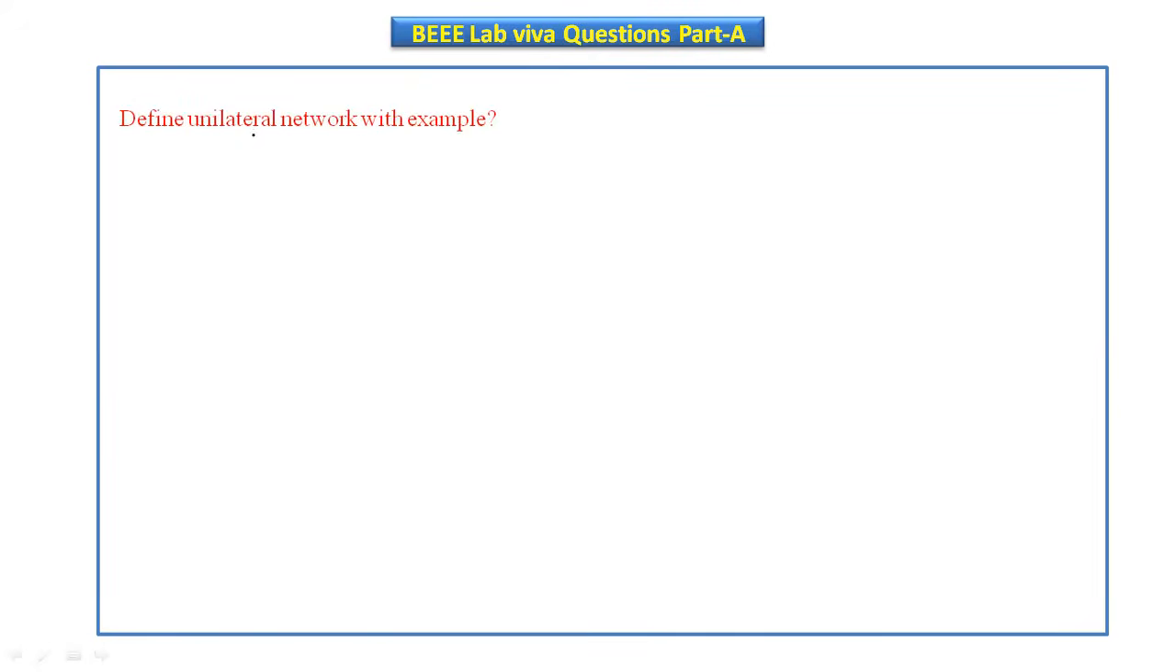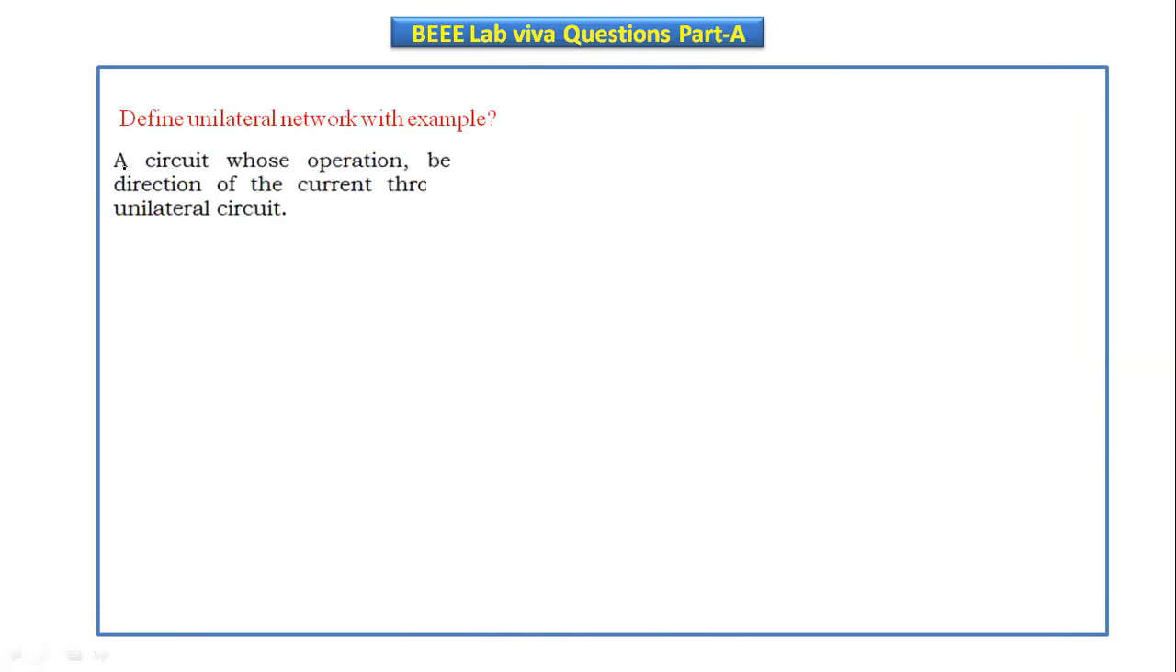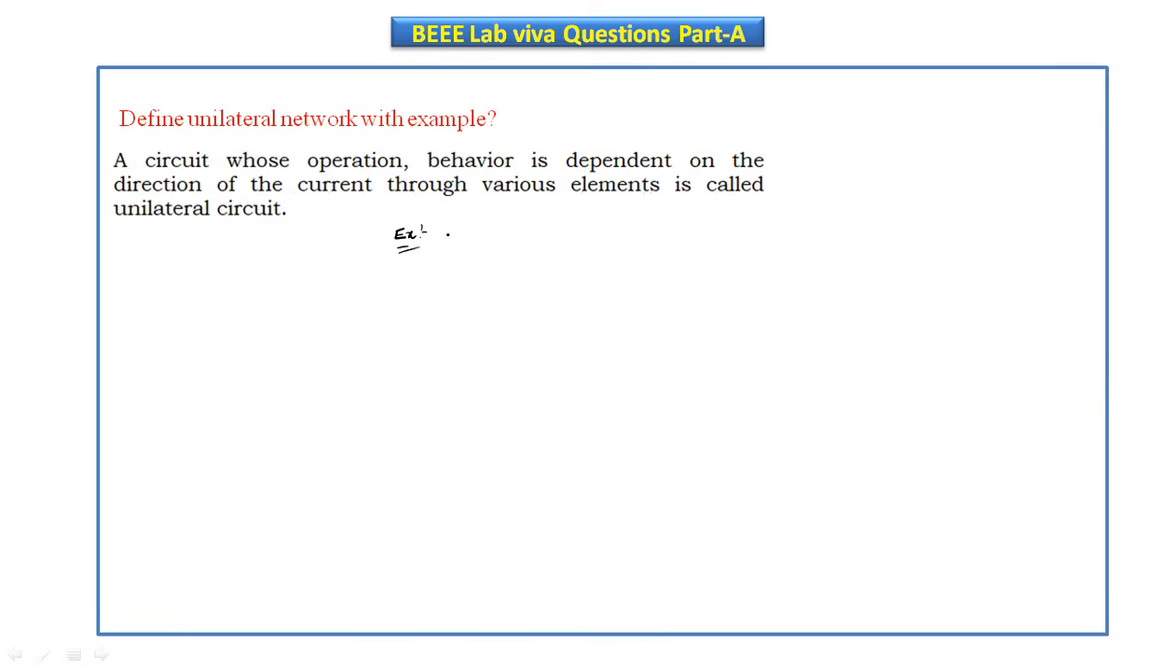Next one is define unilateral network with example. A circuit whose operation and behavior is dependent on the direction of the current through various elements is called a unilateral element. Examples of unilateral elements are the diode and the transistor, that is BJT. These are the unilateral elements. Suppose if you change the direction of the supply, the behavior will change.